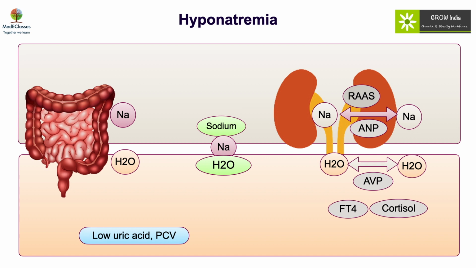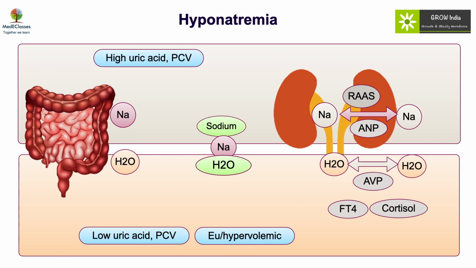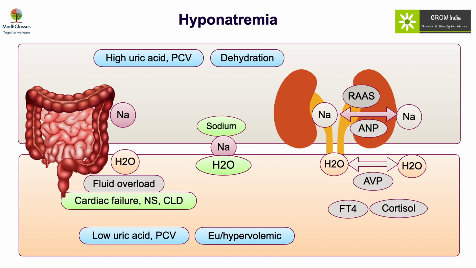So hypervolemic states are associated with low uric acid and low PCV because of a hemodilution. They typically will be associated with a hypervolemic state, while conditions associated with a loss of sodium typically present with dehydration, high uric acid, and hemoconcentration. The most common cause, of course, will be giving too much fluid in the perspective of overload of fluid, which is iatrogenic, or conditions associated with third space loss like cardiac failure, nephrotic syndrome, and chronic liver disease.